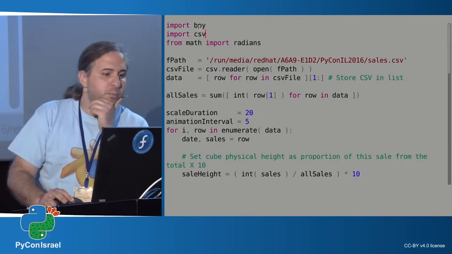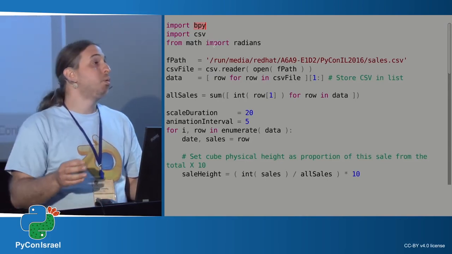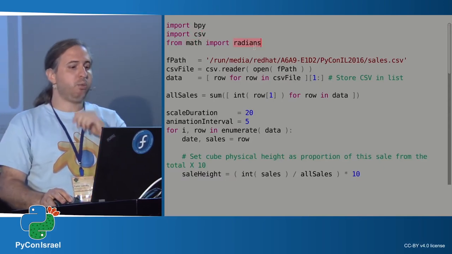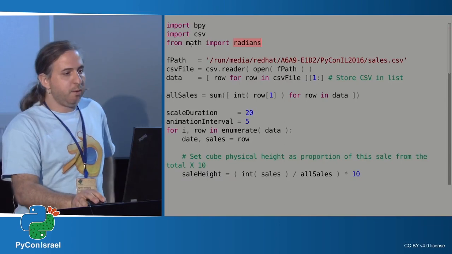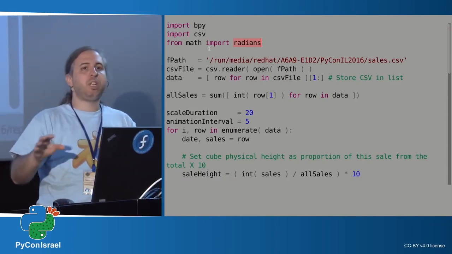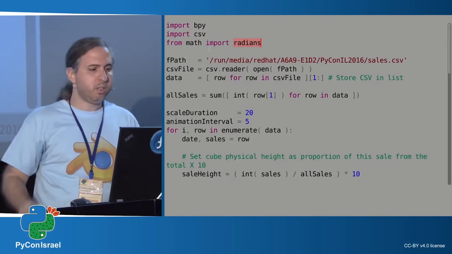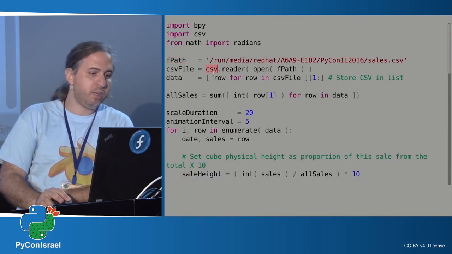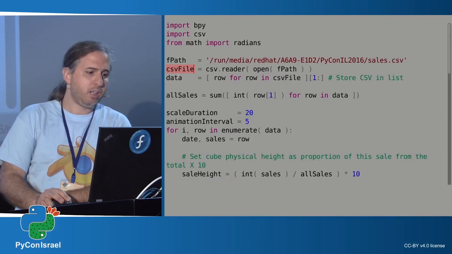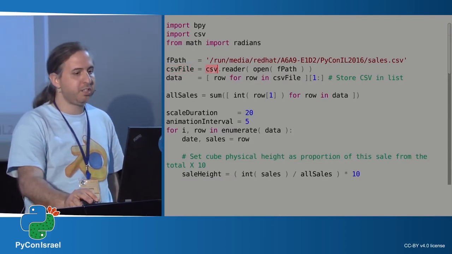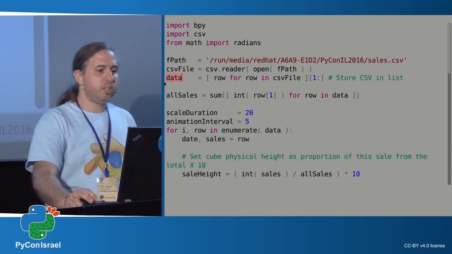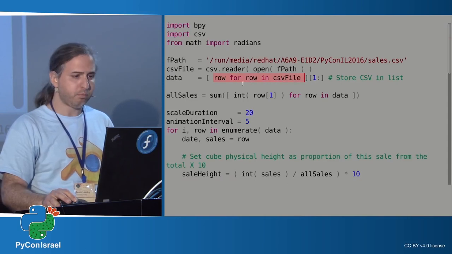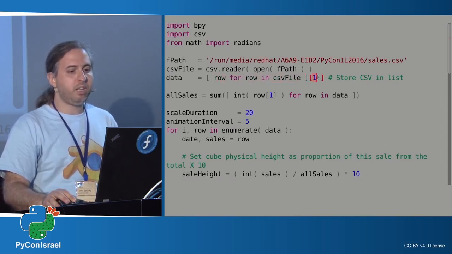Okay, so first I'm importing BPY, of course. BPY is our basis for most Blender scripts, and then CSV. And then what I'm doing is importing the radians function because rotation in Blender is usually in radians, not in ordinary degrees. And then we have a file path for our CSV. We're opening it with a CSV package, CSV file, and then because I really don't like the CSV package, I'm just going to generate this into a list of data. So we have this data list with this little list comprehension, and I'm omitting the titles, okay?